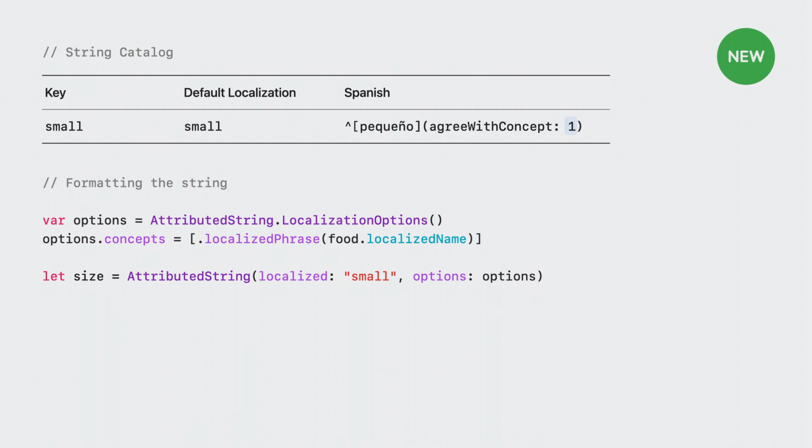A value of 1 here means that we are asking for grammatical agreement with the first object in the concept array. Note that we use 1-based indexing. The agree with concept attribute is also new this year, but you can use it even if your app runs on older devices. When that is the case, we will simply ignore the attribute.